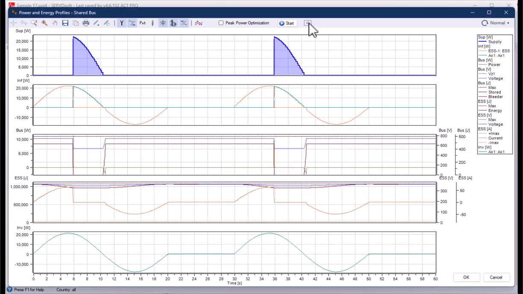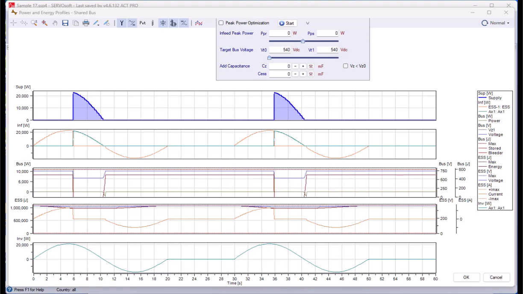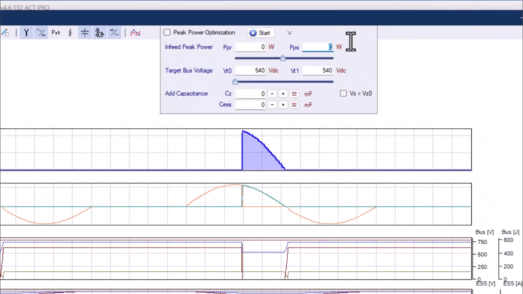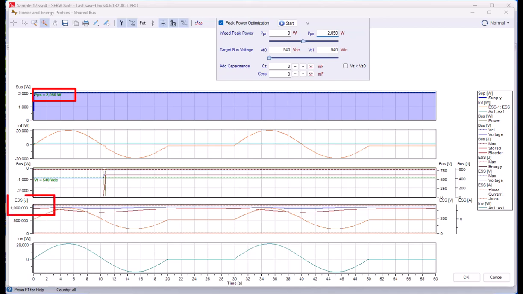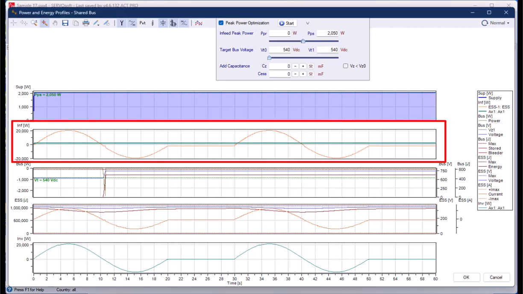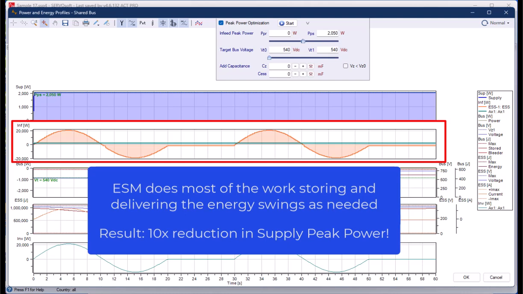Next, I will show how, when using supply peak power optimization, the supply power can be reduced from 22 kilowatts to 2.05 kilowatts. So, if I limit the supply max power to 2050 watts, the supply power drops to just 2050 watts. This is possible because of large ESM energy storage. The Axis 1 infeed delivers constant power of 1,989 watts to the DC bus, and the ESM is doing most of the work storing and delivering the energy swings as needed throughout the cycle. The net result is a 10-time reduction in peak power at the mains.